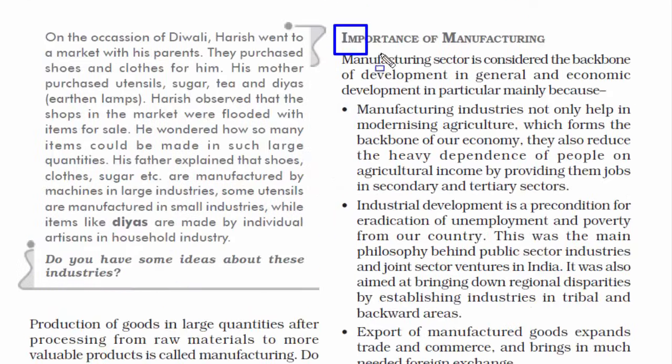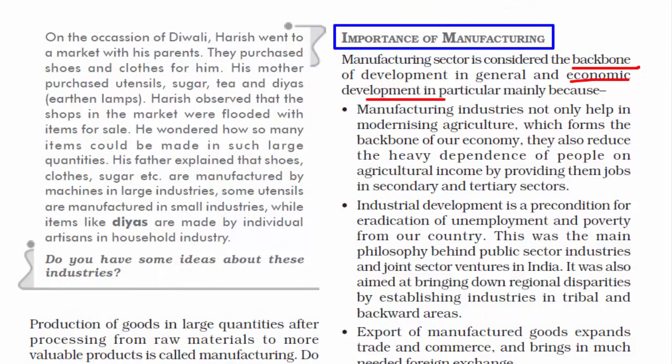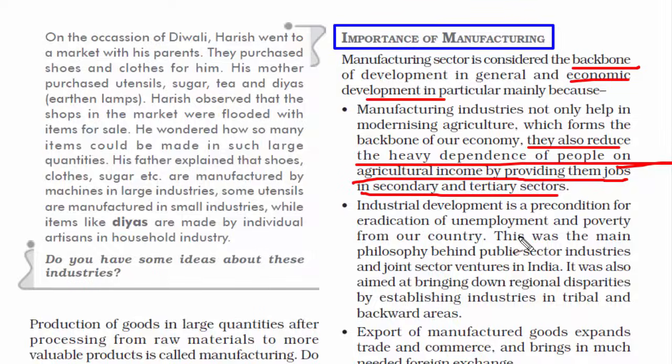So now we are going to read about the importance of manufacturing. So we know that the manufacturing sector is the backbone of any nation's economy. So let's quickly go through the points that justify the importance of the manufacturing sector. So the first one is manufacturing industries reduce the heavy dependence of people on agricultural income by providing them jobs in secondary and tertiary sectors.